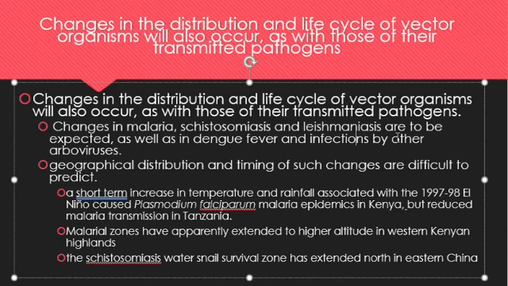So a short-term increase in temperature and rainfall, kagaya ng El Nino noong 1997 and 1998, nag-cause ng outbreak ng malaria sa Kenya. Pero umunti naman ang malaria sa Tanzania. So malaria zones have apparently extended to higher altitude, so depende pa rin siya sa location.